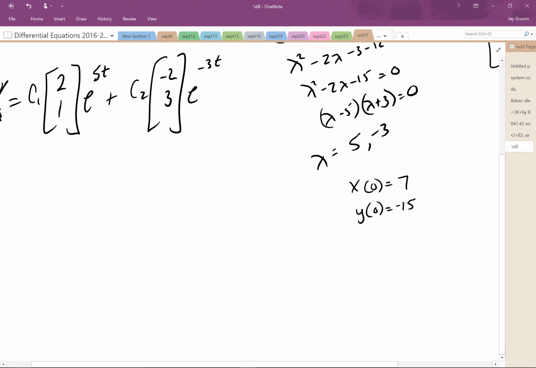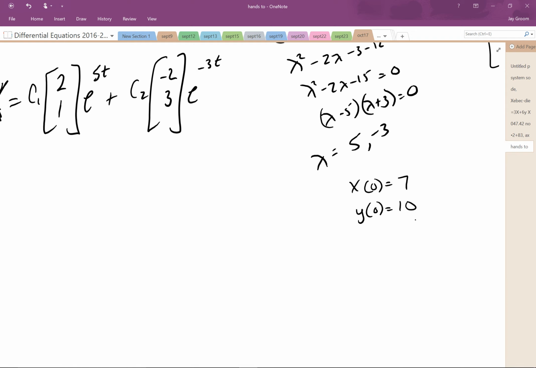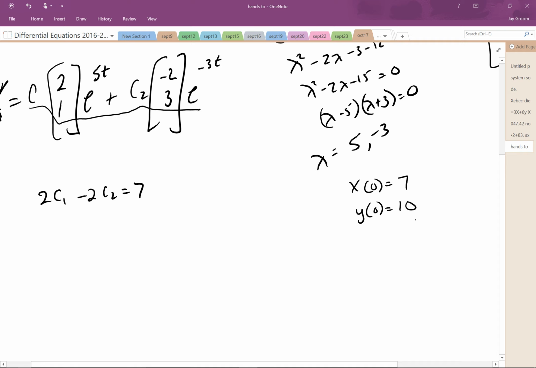Let's see. Oh, let's not do negative. That's gross. So remember, that's 2c1 plus, or minus rather, 2c2 has to equal 7, correct? Because that's the top line. Right? That's one equation. And then there's also the bottom line, which is the second equation. So that would be C1 plus 3 C2s is equal to 10.